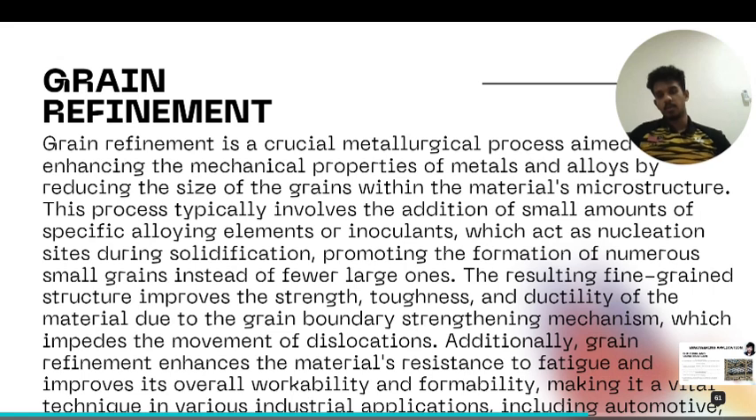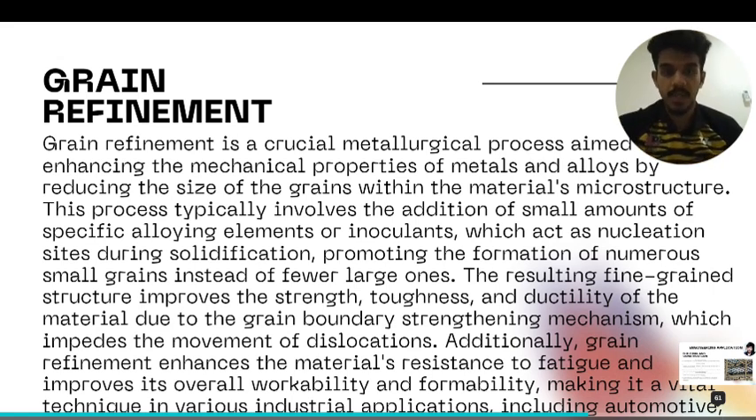One of the methods of improving material properties is grain refinement. So what is grain refinement? Grain refinement is a crucial metallurgical process aimed at enhancing the mechanical properties of metals and alloys by reducing the size of the grains within the material's microstructure. This process typically involves the addition of small amounts of specific alloying elements or inoculants which act as nucleation sites during solidification, promoting the formation of numerous small grains instead of fewer larger ones.